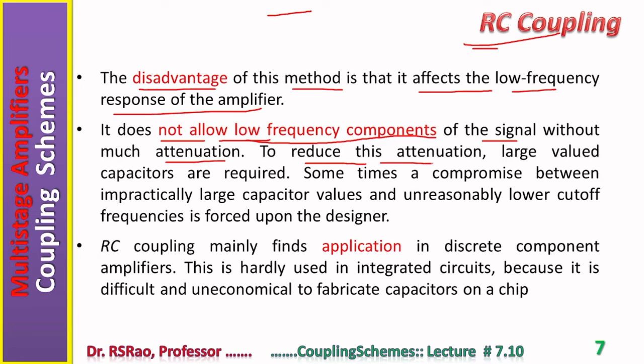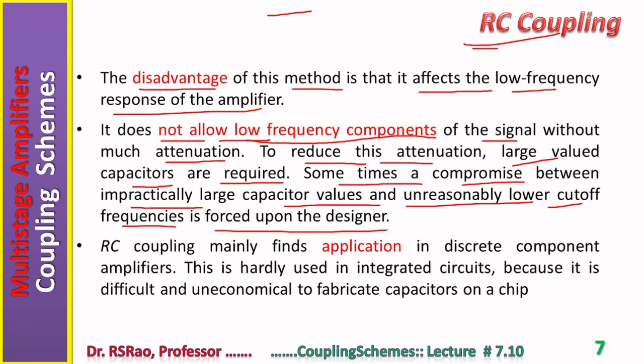To reduce this attenuation, large valued capacitors are required. Sometimes a compromise between practically large capacitor values and unreasonably lower cutoff frequencies is forced upon the designer. So lower frequency components of the signal are attenuated. Ultimately, this attenuation leads to distortion. RC coupling mainly finds application in discrete component amplifiers. This is hardly used in integrated circuits because it is difficult and uneconomical to fabricate capacitors on a chip.